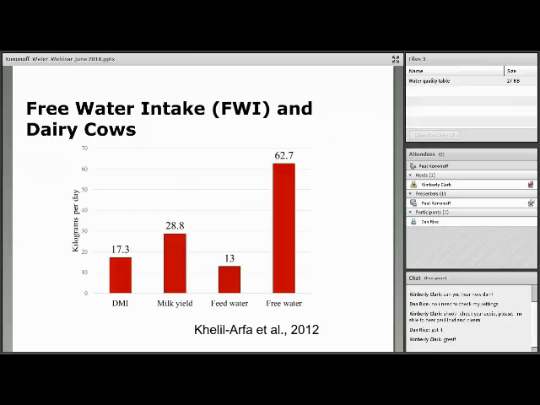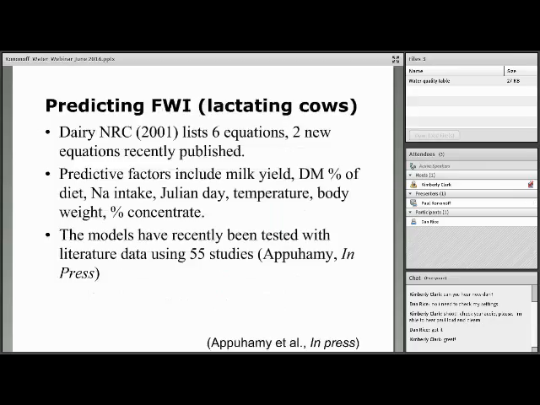There's a number of studies out there that have actually tracked water intake. Some of it can come from feed. This is some research out of Europe looking at the total kilograms of water that was consumed. Feed water accounts for about 13 kilograms, whereas free water intake approximately 60 kilograms. And in this case, these cows were producing about 28 kilograms of milk.